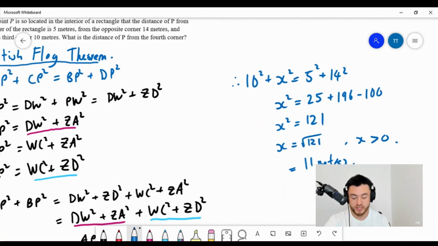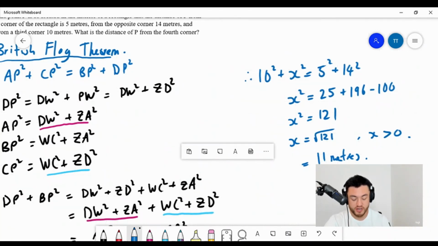All right, so I always find it interesting when we can discover new theorems that we're not necessarily taught in school, but they do exist and do help us in these particular situations.